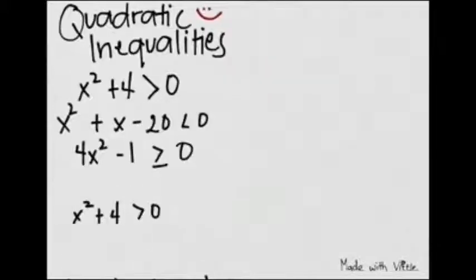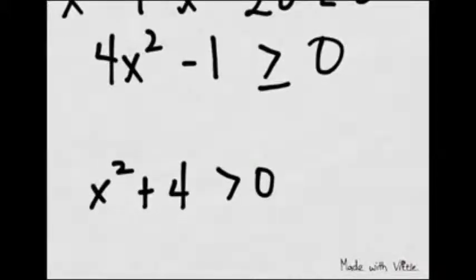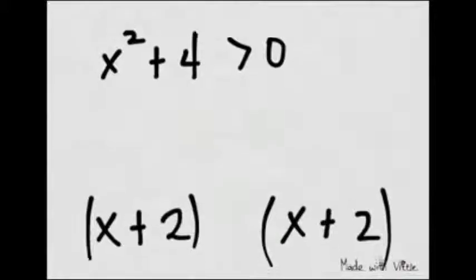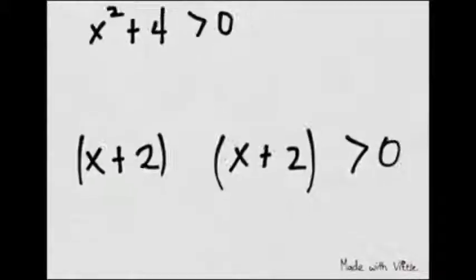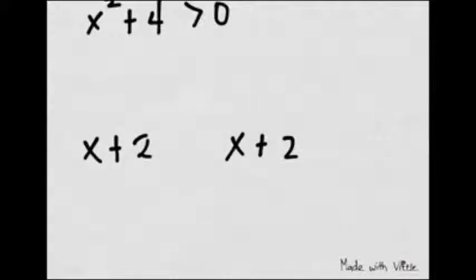Now let's move on to the first example. We have x squared plus 4 is greater than 0. The first thing we have to do is to factor the inequality. X squared plus 4 factored is x plus 2 times x plus 2 is greater than 0. Now that we have these factors, we need to find the points. And to do that, we are going to put these factors equal to 0.